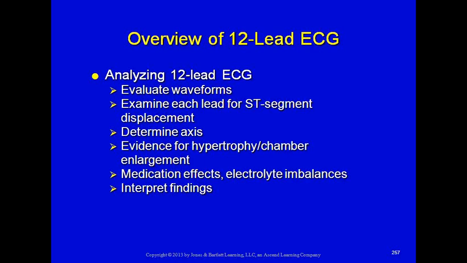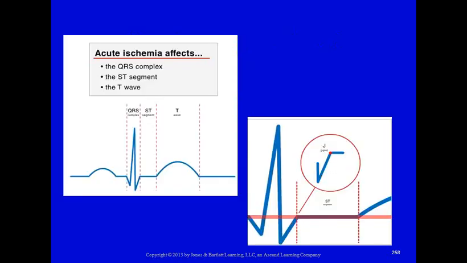You can determine evidence of hypertrophy or chamber enlargement, and that's some additional information that we'll cover later concerning mimickers of STEMI, ST segment elevated myocardial infarctions. And then look for things like medication effect or electrolyte imbalance. Look at if you've got a long QT interval, find out what meds the person's on. If you've got really peaked T waves, then you're thinking the patient's potassium is high, those sorts of things. And then interpret your findings or name the problem.